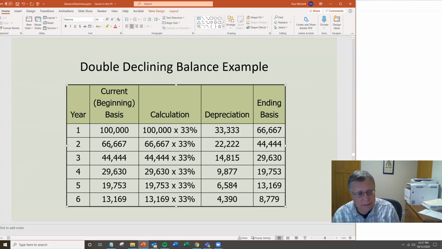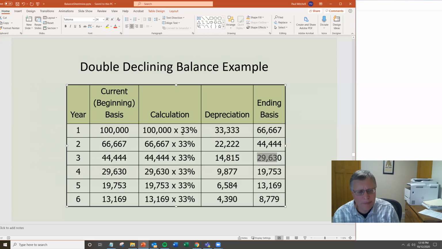So $66,667 minus $22,222 is $44,444. So you end up with a current basis at the end of the year of $44,444. That starts out the next year. You take 33% times that, and you get $14,815. That gives you this value, which is $44,444 minus this depreciation gets you this number.